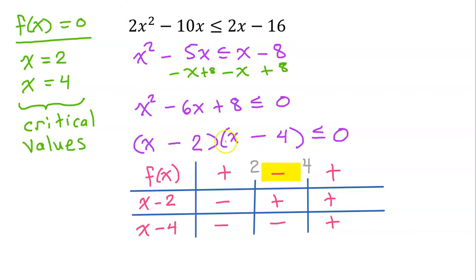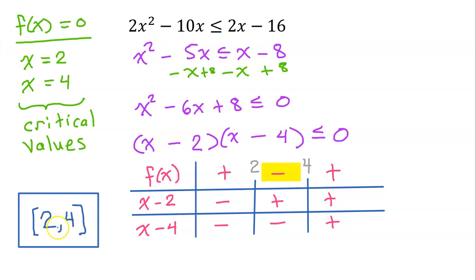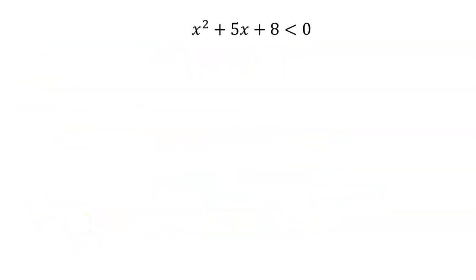Because we want f of x to be less than or equal to 0, we will include these critical values 2 and 4 in the solutions by using brackets. So the solution is the closed interval from 2 to 4. This includes the endpoints 2 and 4.